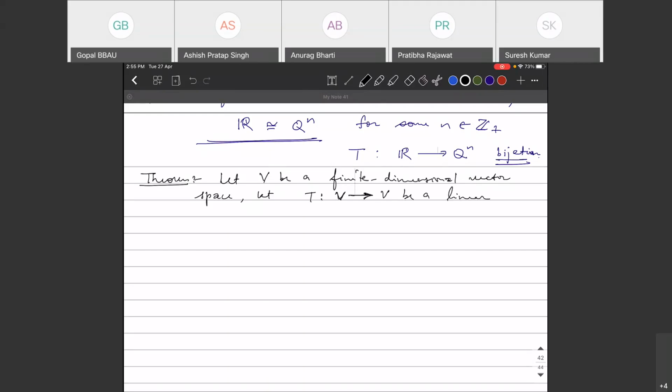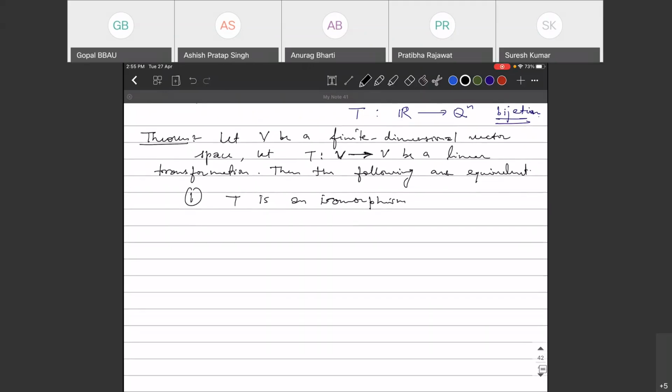Be a linear transformation, then the following are equivalent. Number one, T is an isomorphism. So isomorphism means T is a linear transformation and T is 1-1 and onto. Second one, kernel of T is 0. Third one, image of T is V. So you say this is bijective, this is 1-1, this is onto. All three are the same if T is a linear transformation from V to itself.